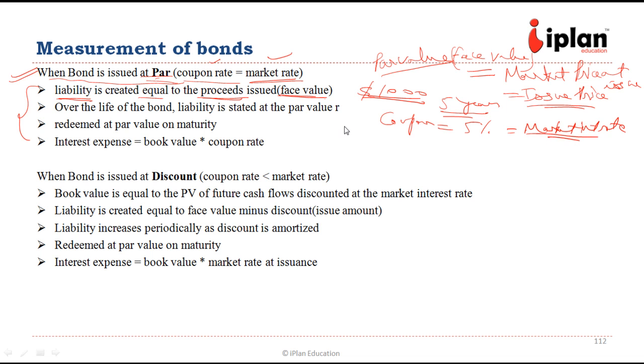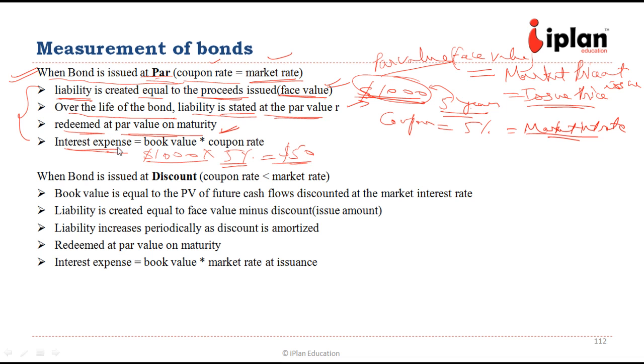So this is going to be recognized in the balance sheet at face value itself, at $1,000. Over the life of the bond, the liability is stated at the par value, which will remain $1,000. It is redeemed at the par value at the time of maturity. After 5 years, the bond is going to be redeemed at say $1,000, and every year there is going to be an interest expense which will be book value, which is $1,000 in this case, times the coupon rate, which is same as market rate. So $50 is going to be the interest expense throughout the period.